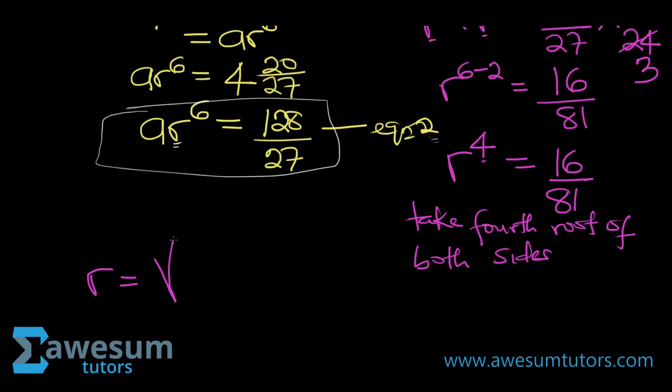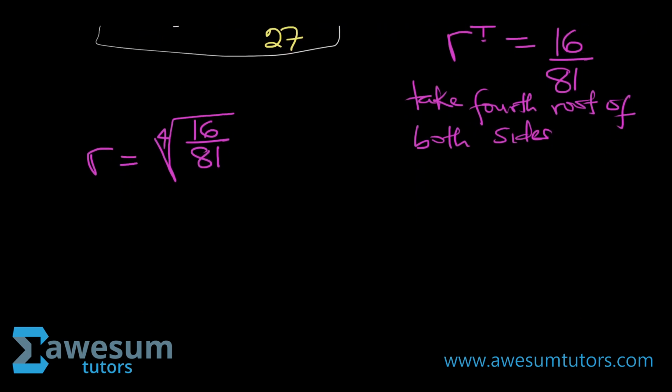And then we have the fourth root of 16 over 81. Very good. Now, what is the fourth root of 16? That will give me 2, over what is the fourth root of 81? That will give me 3.